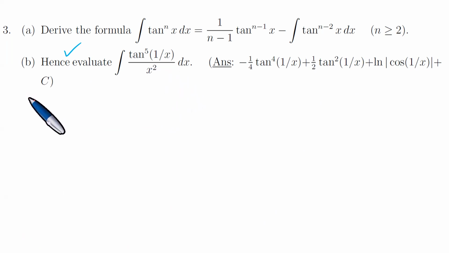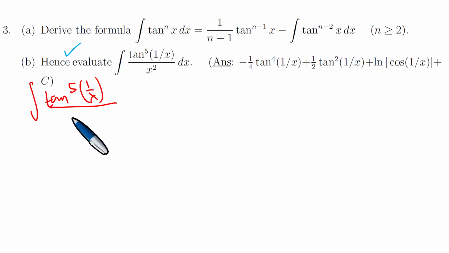To do this one, you need to first use substitution so that it looks exactly like this, to avoid mistakes. So you'd have the tangent to the fifth power of 1 over x, and then it is divided by x squared dx.